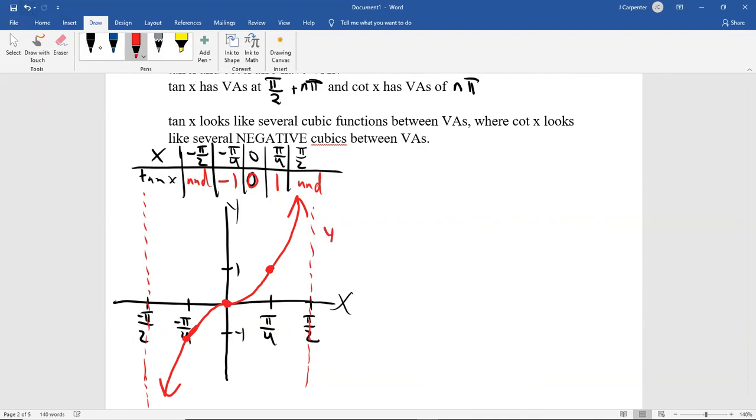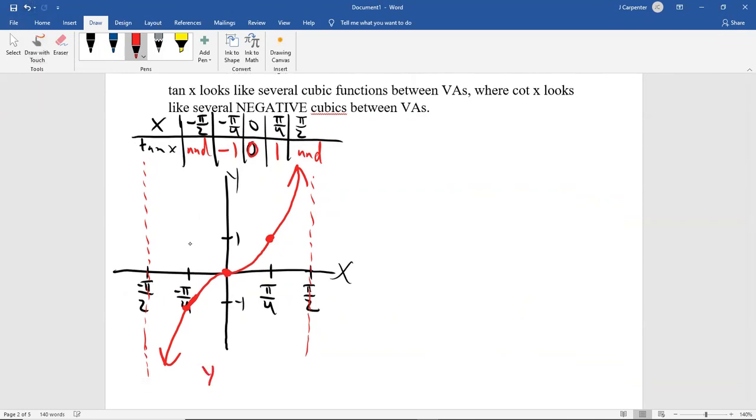So this was the graph of y equals tangent of x. It's a very different process. Sine and cosine have their own process. Secant and cosecant have their own process. Tangent and cotangent have their own process.